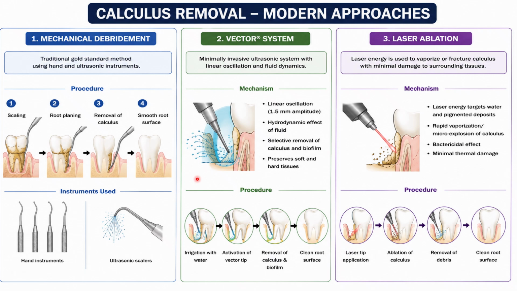So coming to the methods to remove calculus, firstly there is mechanical debridement, which can be done by using hand instruments, or we can use an ultrasonic scaler to remove the calculus and to smooth the root surface. Second is the Vector system, which is a minimally invasive ultrasonic system with linear oscillation and fluid dynamics. In this procedure, irrigation with water is done, which activates the Vector tip and removes the calculus and the biofilm, and we can obtain a clean root surface.